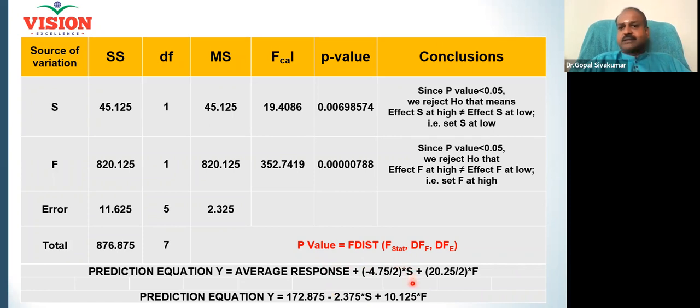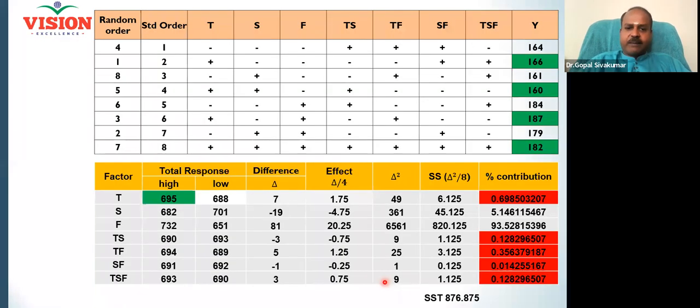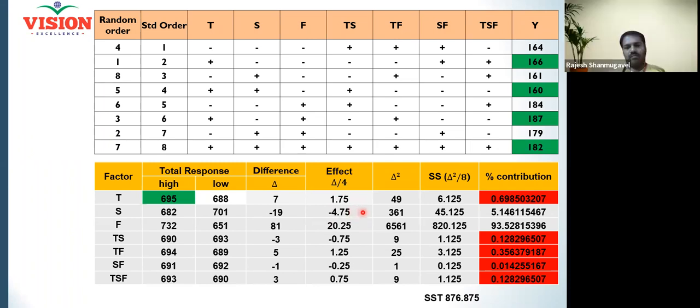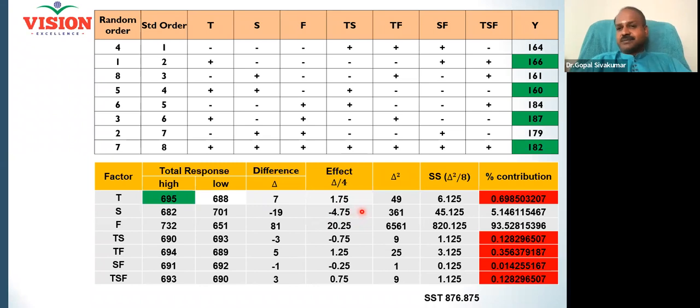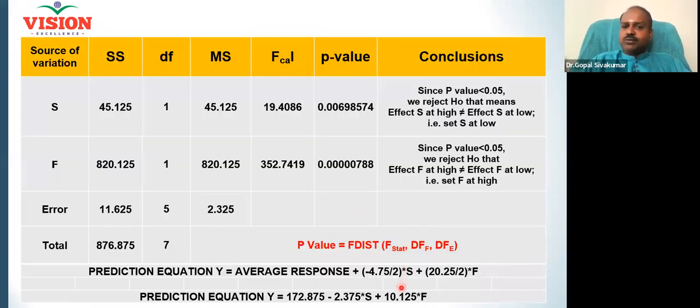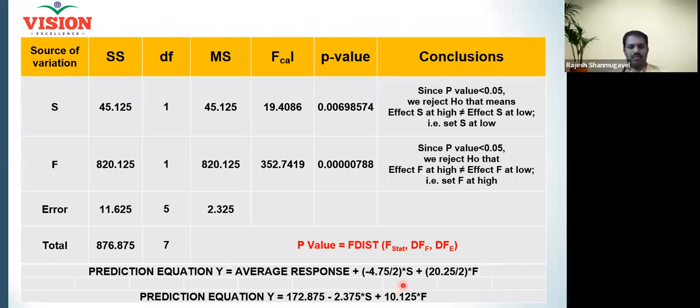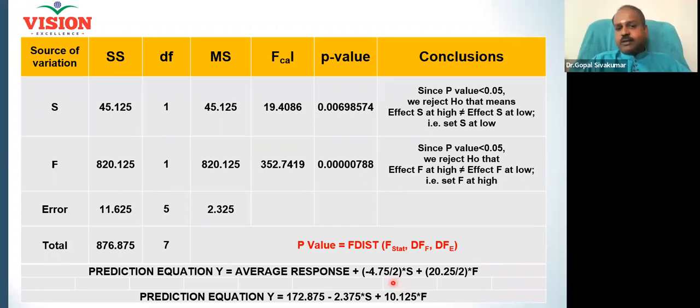Plus factor S. First factor X1, next factor X2. In the place of X1 we have S, and in the place of X2 we have F. The coefficient of the factor is called the regression coefficient. The coefficient of S is minus 4.75 divided by 2. Minus 4.75 is the main effect of the factor. Why am I dividing by 2? The factor has 2 levels. So I divide by 2, and now it reduces to 2.375.